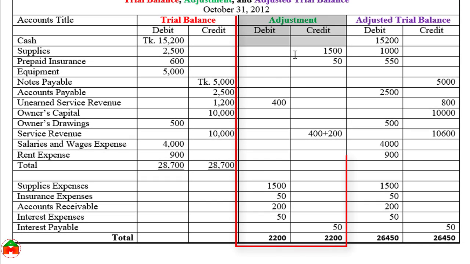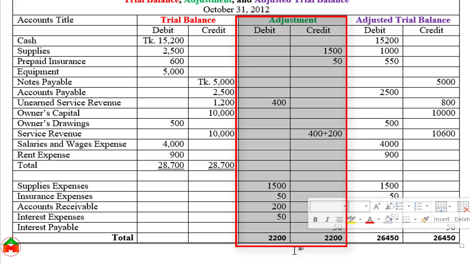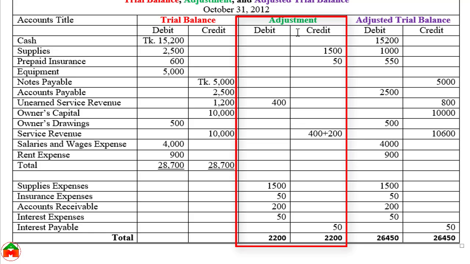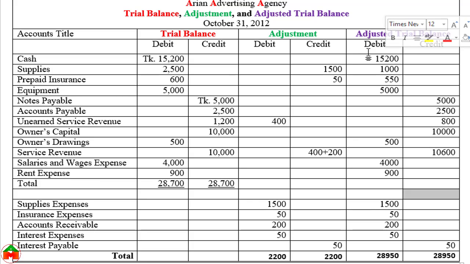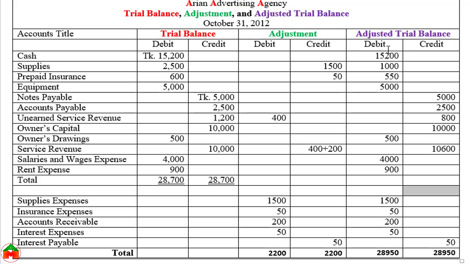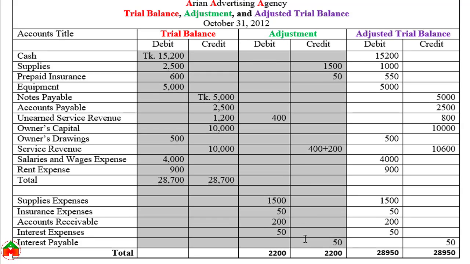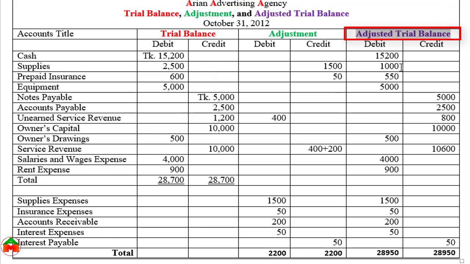So I have completed the adjustment column. The total is 2200, so 2200 is the total of the adjustment columns. Here we can see this is the trial balance and this is the adjustment, and from the trial balance and this adjustment, we will fill up the adjusted trial balance.